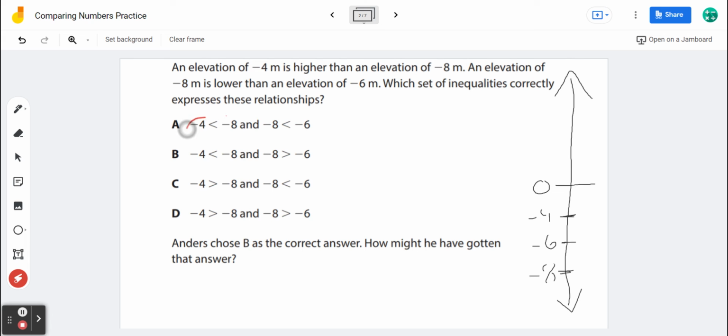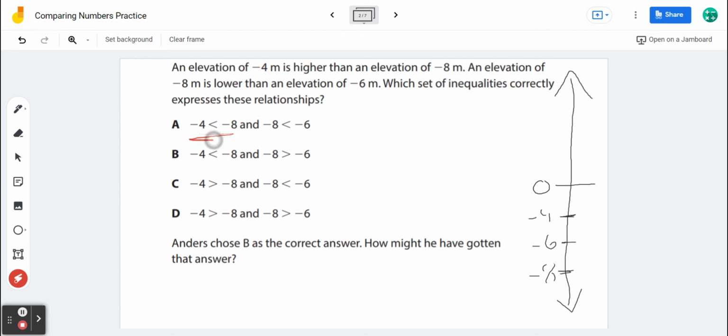So if I start at the top, A, -4 is less than -8. So using the same language that I did on the last problem, but now I'm going to use up and down instead of right. -4 is higher, so further up than -8. So that means that negative 4 is greater than negative 8, because it's further up. So I'm going to look at my inequalities. Which of these say negative 4 is greater than negative 8?